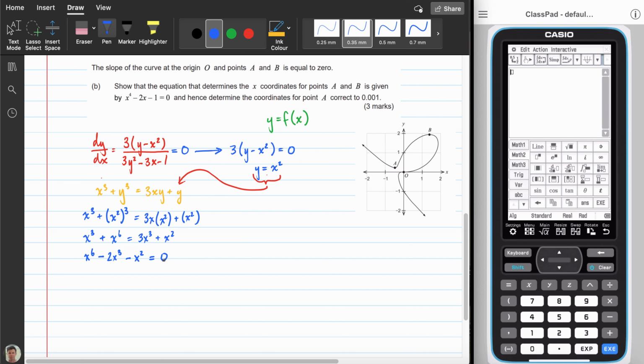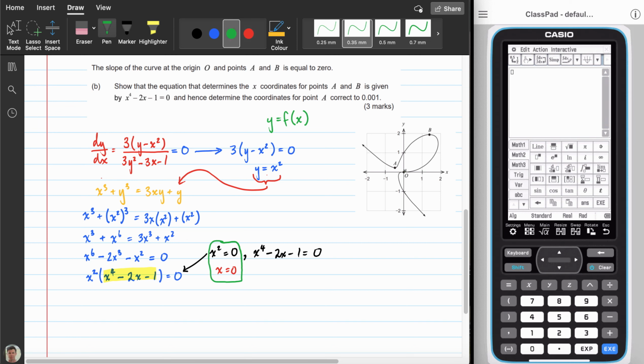And then what we can do is factorize this by x squared. Now, the equation that's going to determine the coordinates for A and B is going to be this particular one in here. The reason for that is because if we use our null factor law, we can see that x squared is going to have to be equal to 0, or x to the power of 4 minus 2x minus 1 is going to have to be equal to 0. Now, for this particular equation, x is going to be equal to 0, and we can see that that relationship defines the origin point. So A and B are going to have to be defined by this particular expression.